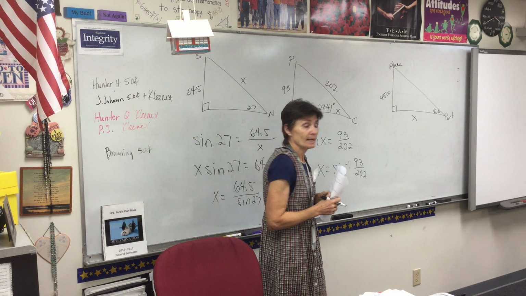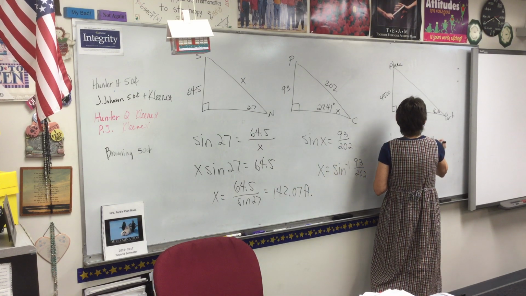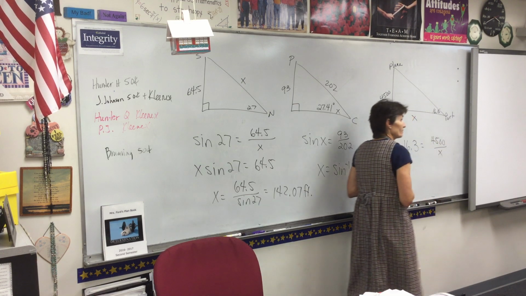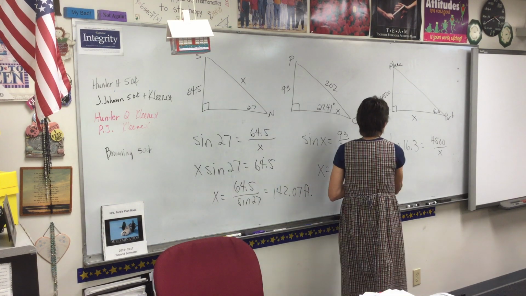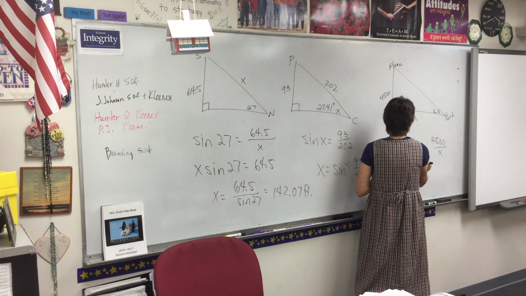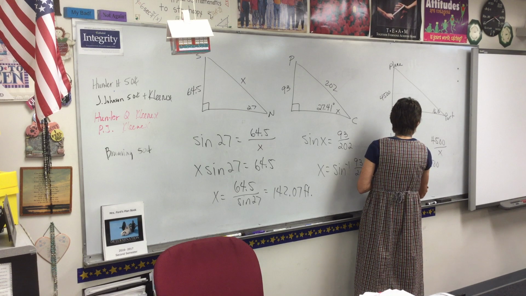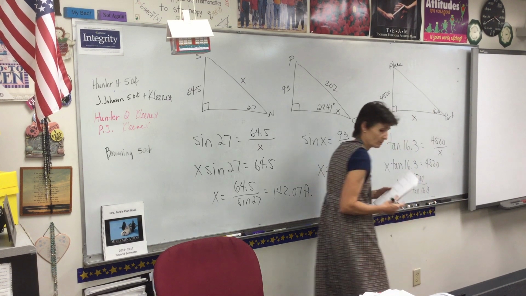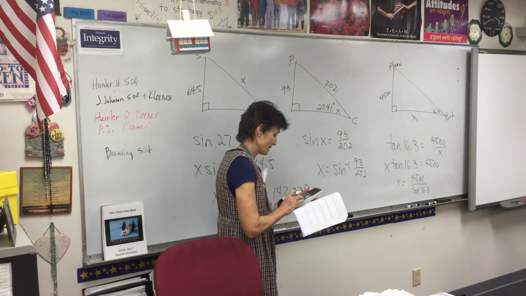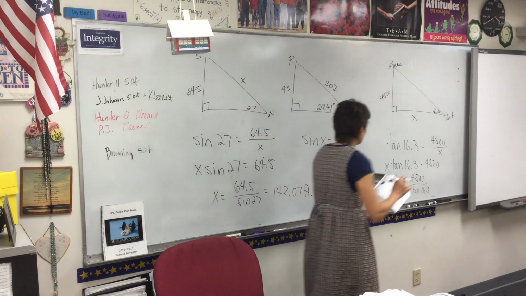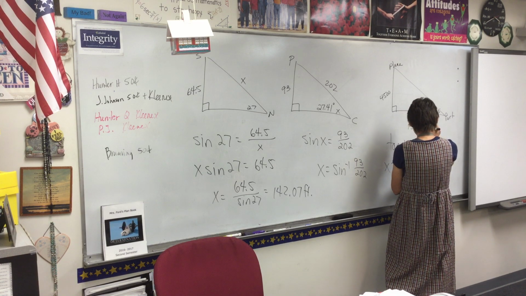Opposite over adjacent. Tangent. Tangent 16.3 equals opposite over adjacent. So X tangent 16.3 equals 4,500. And you will type in 4,500 divided by tangent 16.3. Did you get 15,388.80 feet?